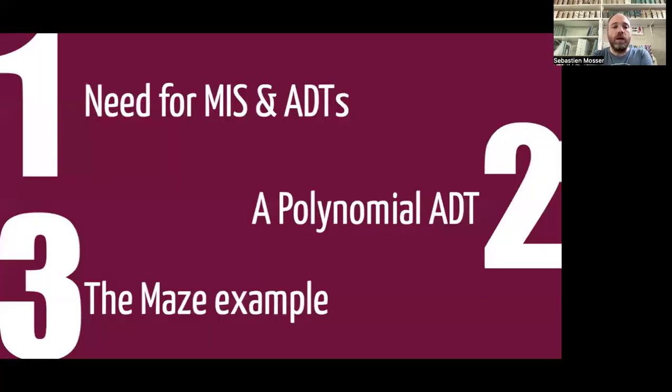Today we're going to first motivate the need for module interface specification and abstract data types. Then we'll take an example of an abstract data type, and then look at the maze example to see how we can do that on the maze generator. As part of the tutorial, you will take examples on creating an MIS and not just an ADT. An MIS is a little bit bigger than an ADT, in a very coarse-grained way.